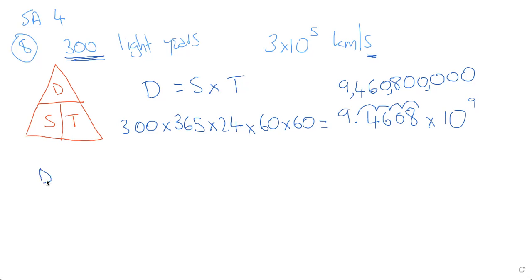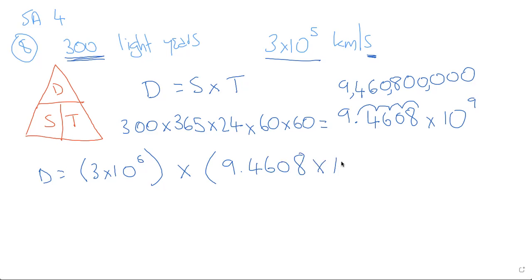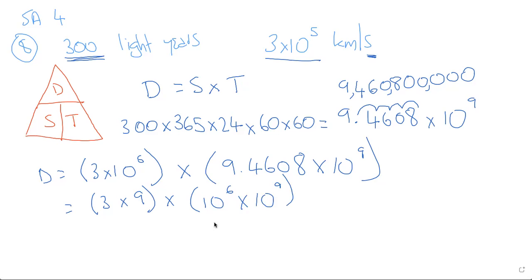Okay, so if distance equals speed times time, the speed is 3 times 10 to the power of 5, right? That's this up here, times this, our time is 9.4608 times 10 to the 9. Now, remember the commutative law, these brackets don't mean anything. I can rearrange this however I like. 3 times 9 times 10 to the 6 times 10 to the 9. I'm allowed to rearrange it. This makes life a lot easier.